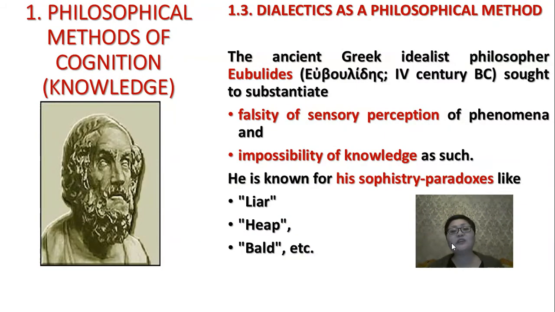The ancient Greek idealist philosopher Eubulides, in the 4th century BC, thought to substantiate the falsity of sensory perception of phenomena and the impossibility of knowledge as such. He is known for his sophistry paradoxes like the liar, the heap, the bald man, etc. So I also want to give you some interesting philosophical questions in the form of philosophical riddles. Try to give some answer to these riddles.